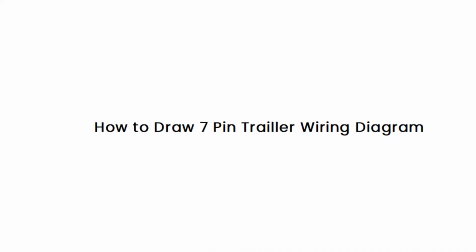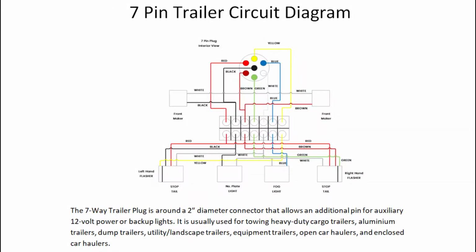In this video, we will learn how to draw a 7-pin trailer diagram. The 7-way trailer plug is a round 2-inch diameter connector that allows an additional pin for auxiliary 12-volt power or backup lights. It is usually used for towing heavy-duty cargo trailers, aluminium trailers, dump trailers, utility, landscape trailers, equipment trailers, open car haulers, and enclosed car haulers.